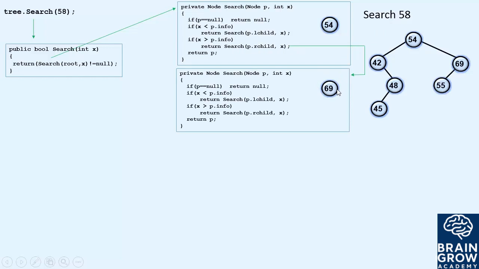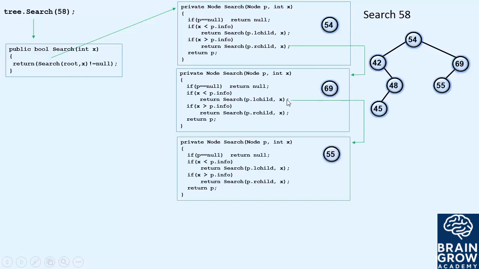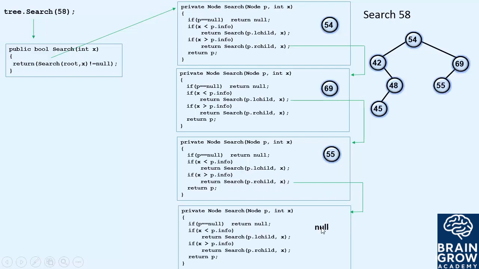Now 58 is less than 69. So we have to search in left subtree of 69. So search is called with left child of 69, which is 55. Now 58 is greater than 55. So we have to search in right subtree of 55. So search is called with right child of 55, which is null. Now p is null. So null is returned from here.